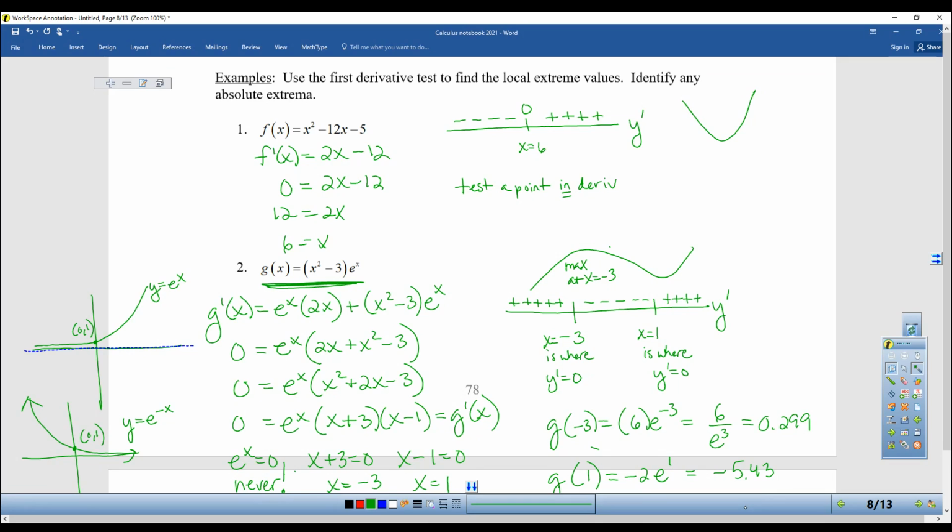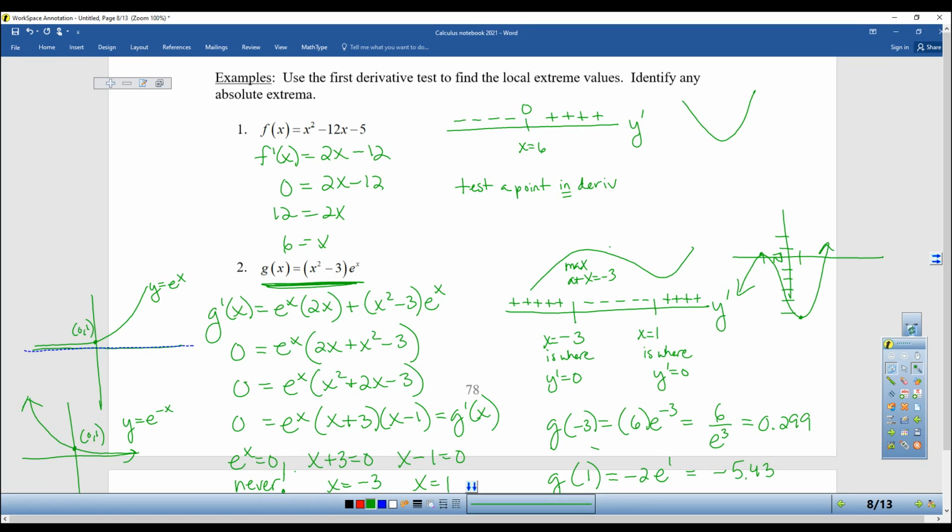So you might be thinking, how can that be a min and that be a max? This number is higher. Remember, the max and the min have to do with everything around it. So apparently at negative 3, it's only up here at like 0.2 something. And then at 1, it's way down here at negative 5. 1, 2, 3, 4, 5. So max and then min.